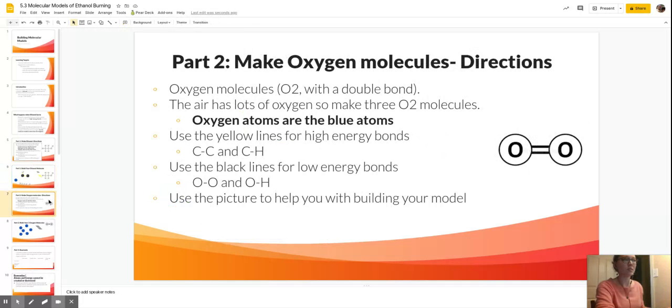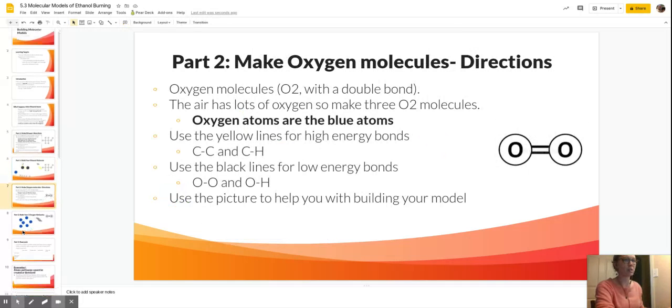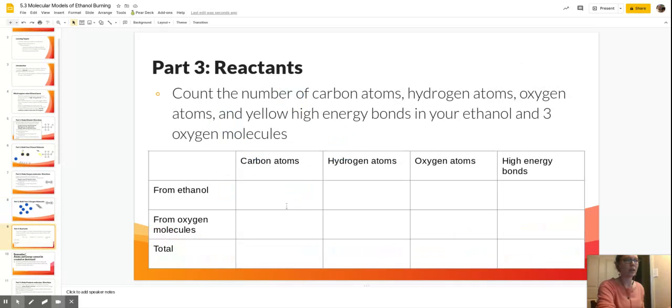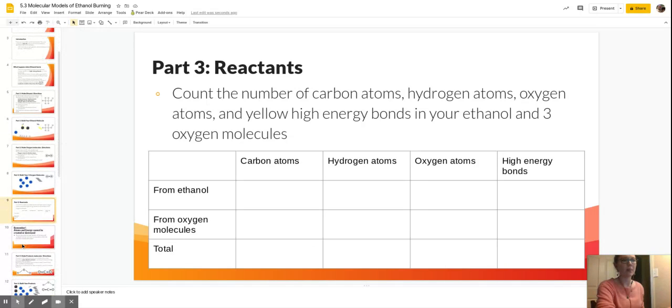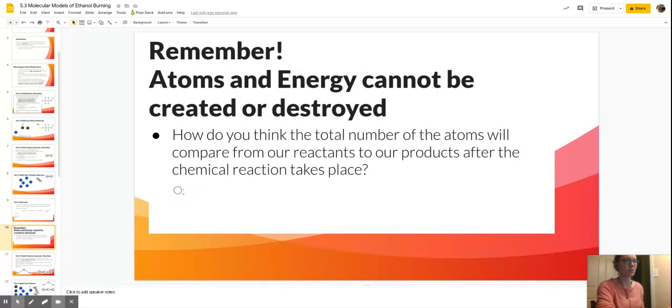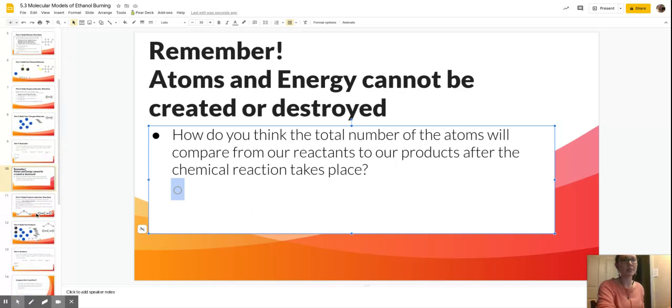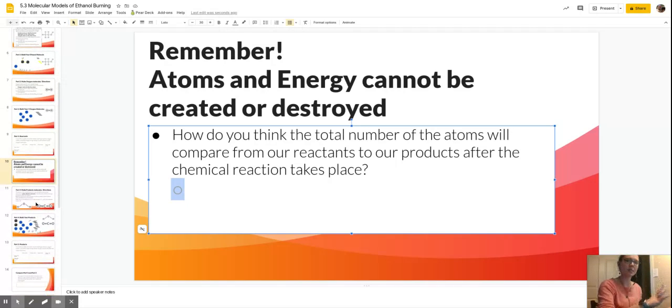Then you're going to do the same thing for our other reactant, which is oxygen. You'll build 3 oxygen molecules on this slide. Then you're going to count up all of the carbon atoms, hydrogen atoms, oxygen atoms, and high energy bonds from all of our reactants, so from ethanol and the oxygen molecules, and you'll total them up. Then you'll answer the question on slide 10. You'll click here and answer your question. And remember, guys, this video is for you, so you can work on something, pause it, come back to it, whatever it is you need to do.